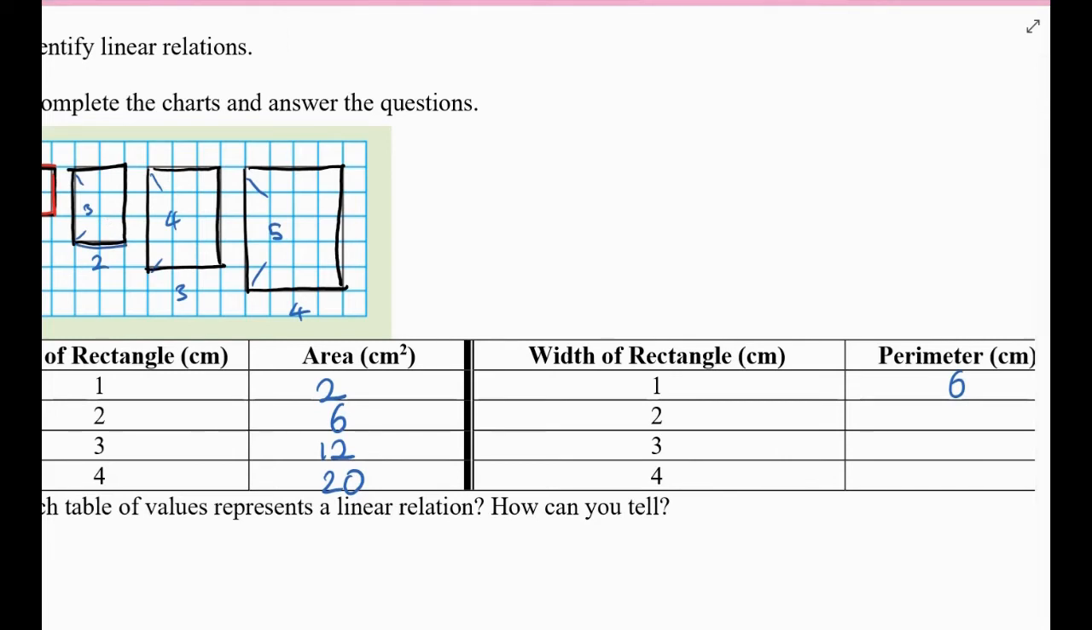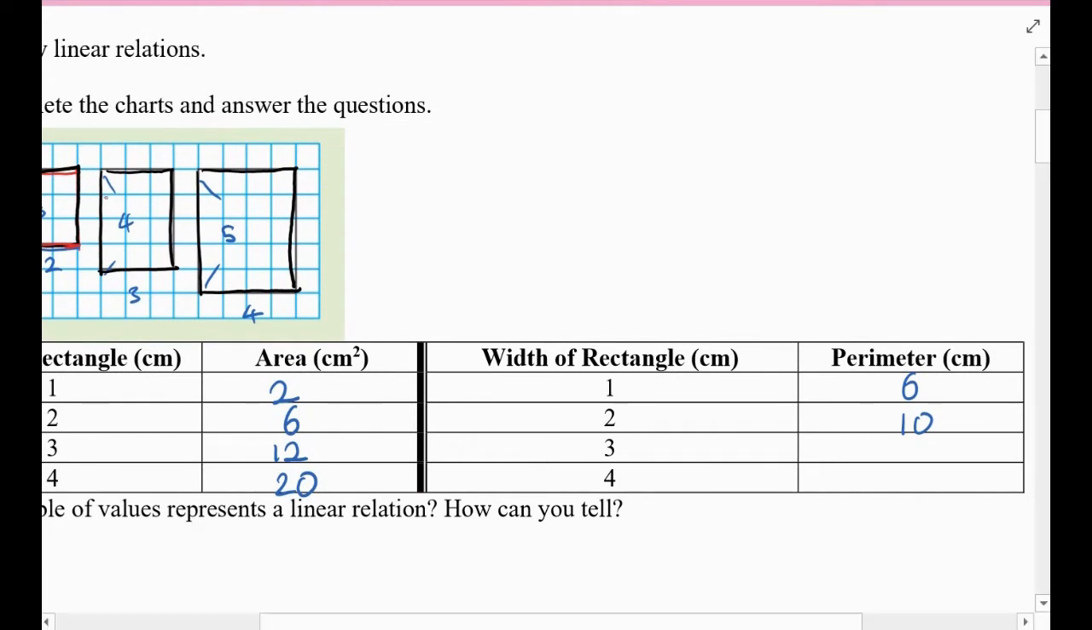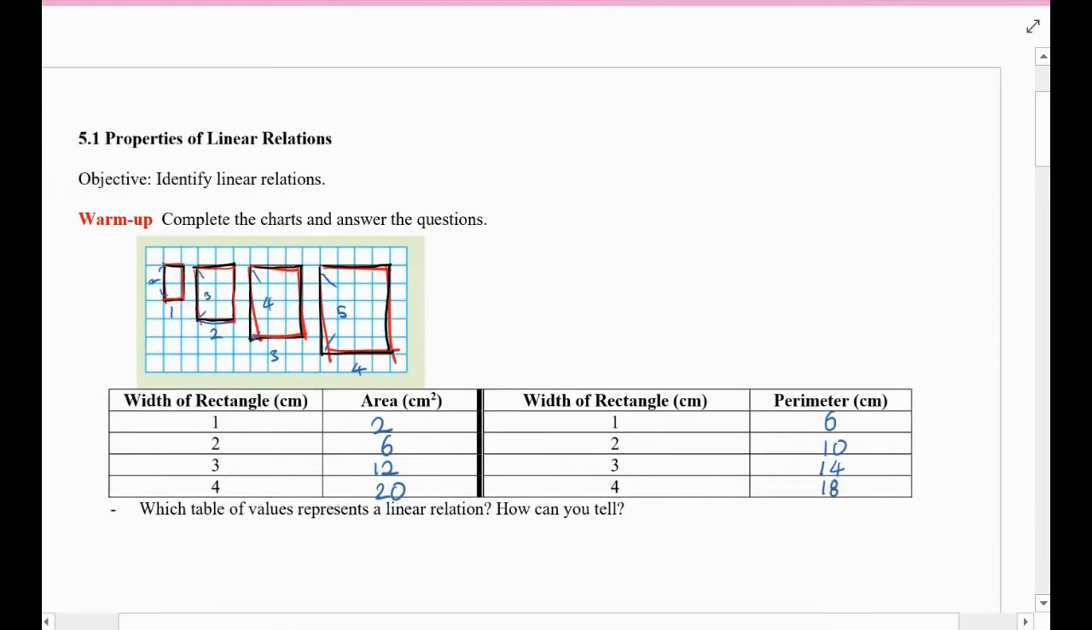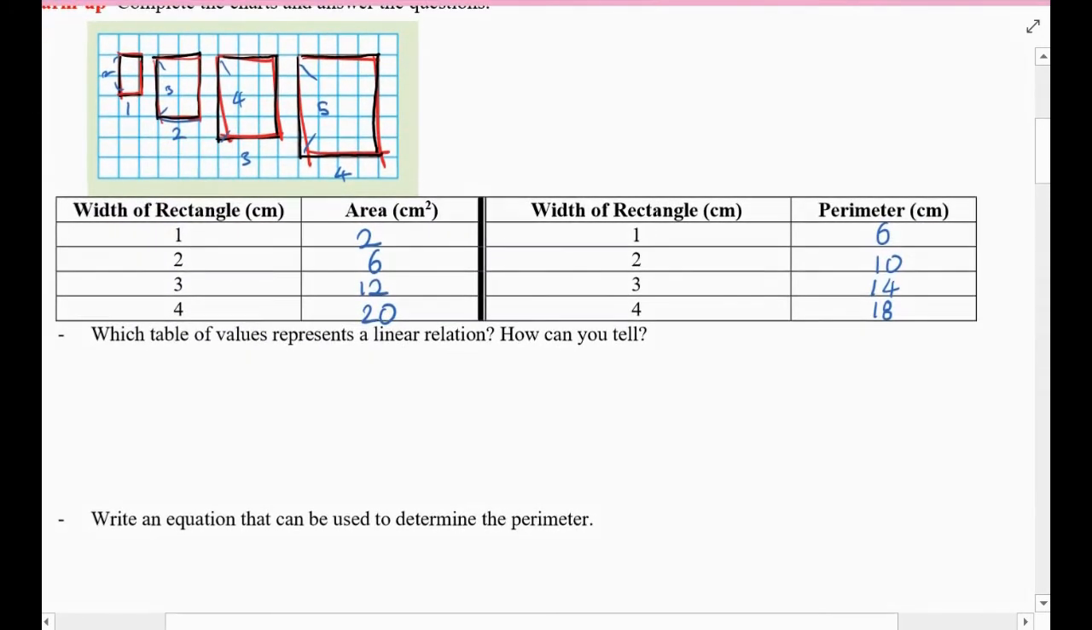2, 2, 3, 3. 3 plus 3 plus 2 plus 2 is 10. 3, 3, 4, 4. 4 plus 4 plus 3 plus 3, which is 14. 4, 4, 5, 5. So 4 plus 4 plus 5 plus 5, which is 18. So write that down. And we're going to compare those two to find the linear relations.